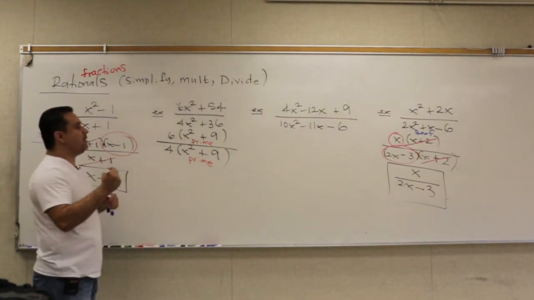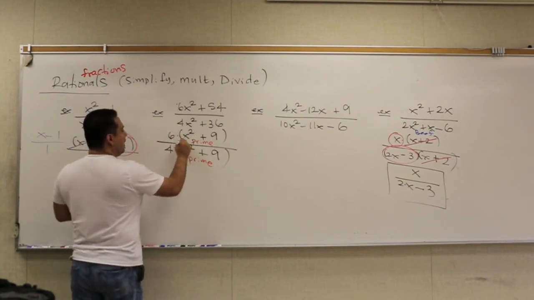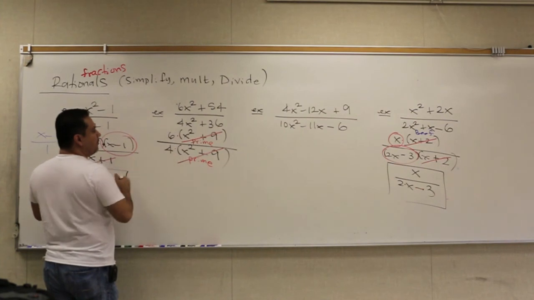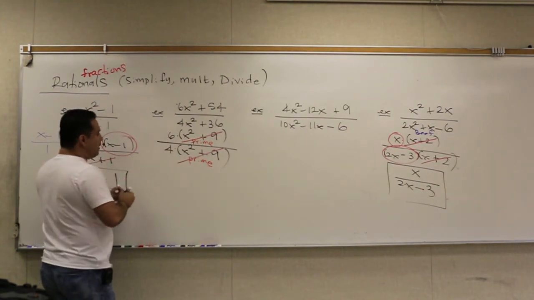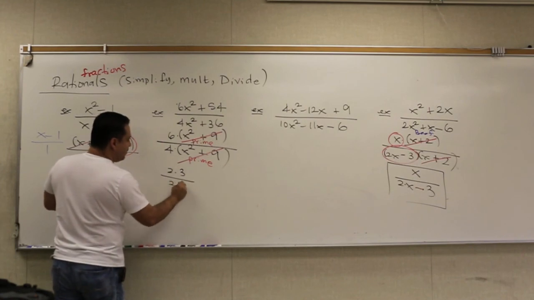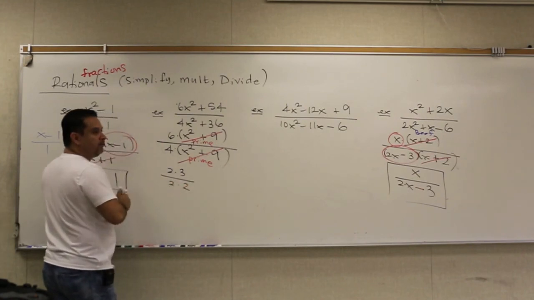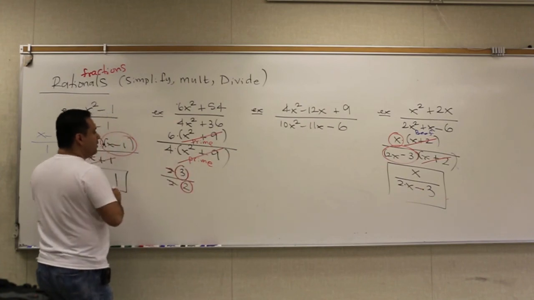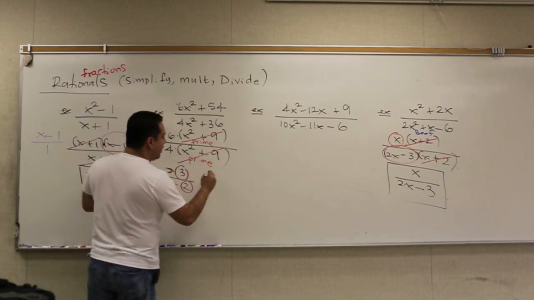But that's okay, because it goes away anyway. So can you break 6 down? Yes, you can. It's 2 times 3. And then what about 4? 2 times 2. You got 3 over what? 2. 3 halves, and you're done.